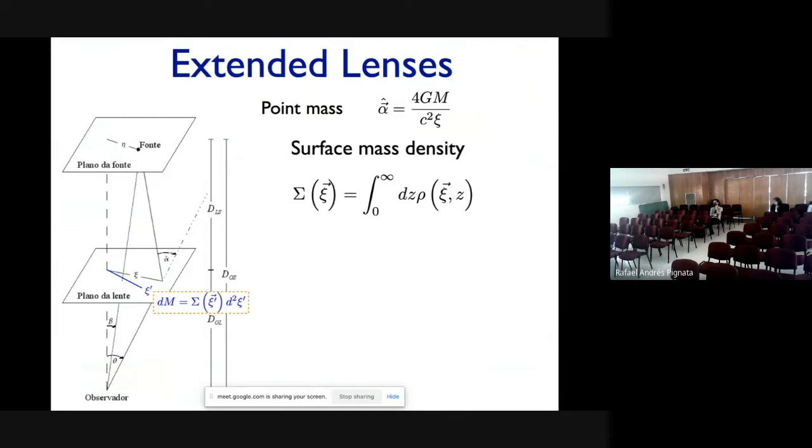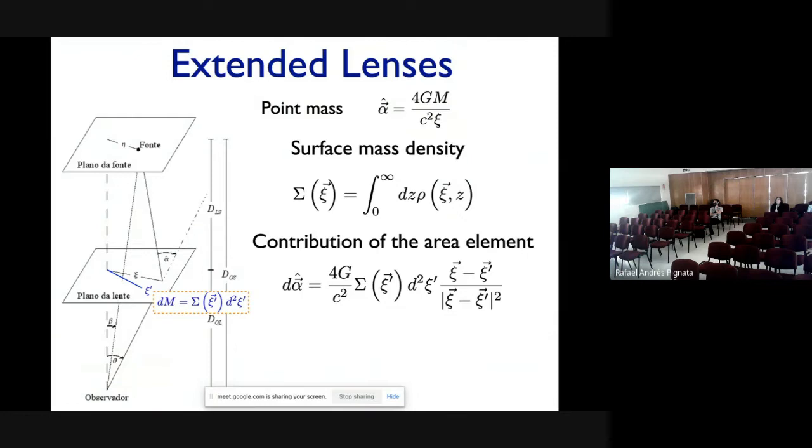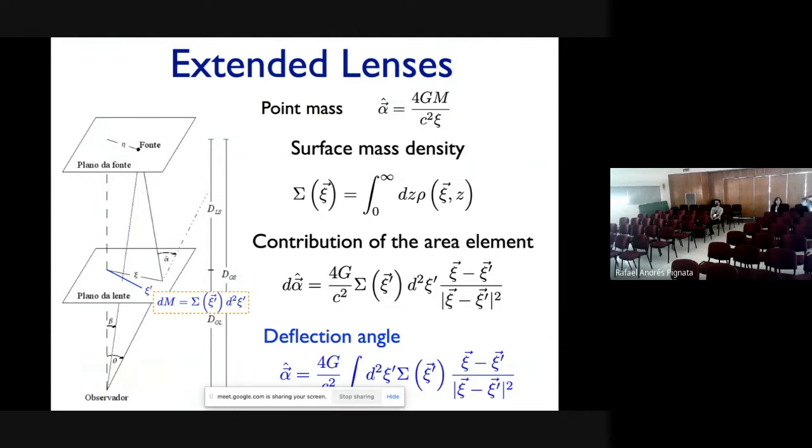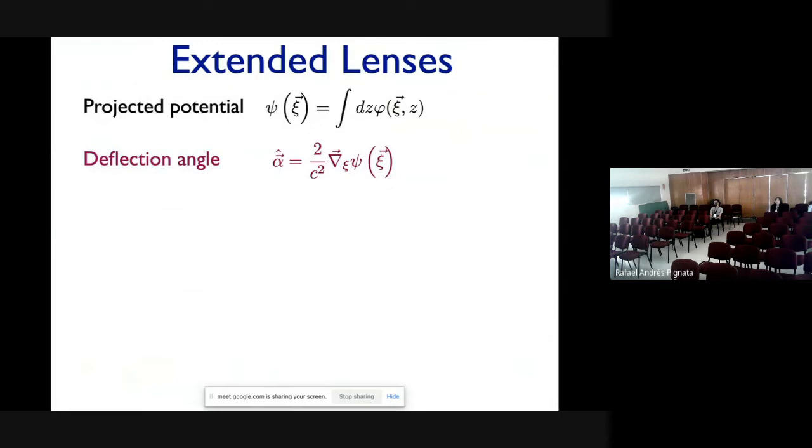So the total deflection, the angle alpha hat, will be a sum of the effects of the deflections of every infinitesimal mass element, right? Because again, we are in the weak field limit of general relativity. So the deflection angle contributed by this small mass element will just be the mass, which is sigma times d squared psi prime, times the effect of a point lens centered in psi prime. So that's what you see there, and you sum up. The total deflection angle is just this integral of the contribution of each of the mass elements. So in principle, once we know the mass distribution, we can compute the deflection angle. Once we compute the deflection angle, we have the lens equation, and we are ready to do everything we need for lensing.